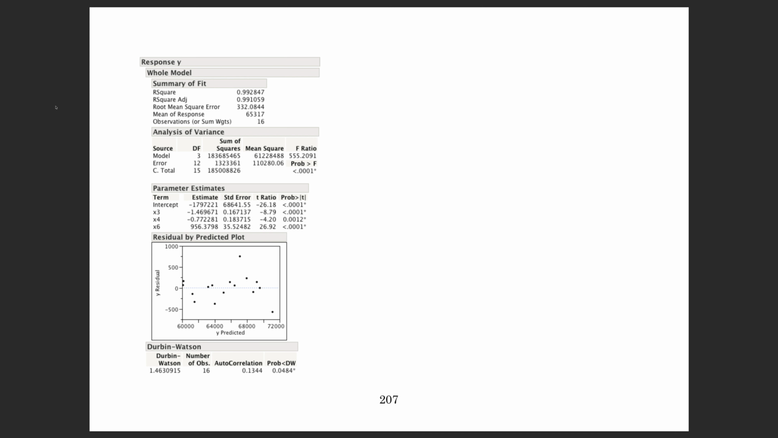It tells us that the value of the statistic is 1.46. We only have 16 observations. The estimated autocorrelation is 0.13, and the significance level is very close to 5%. But an autocorrelation of 0.13 is relatively small. That doesn't really have a big impact on our estimation processes or our tests.